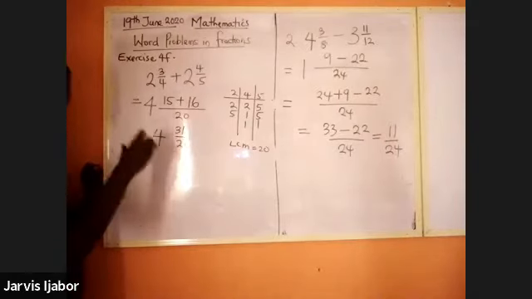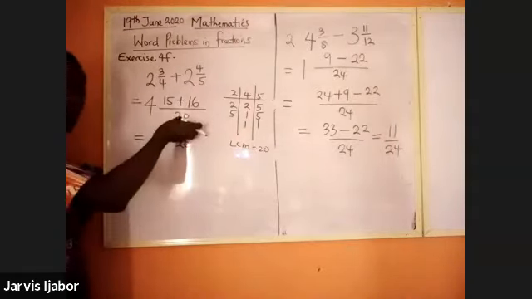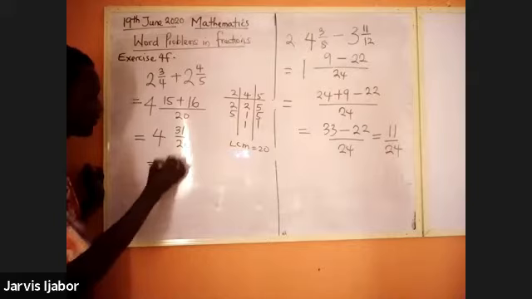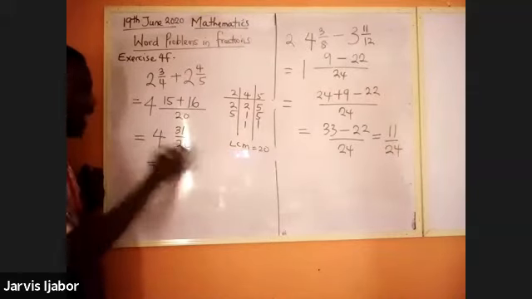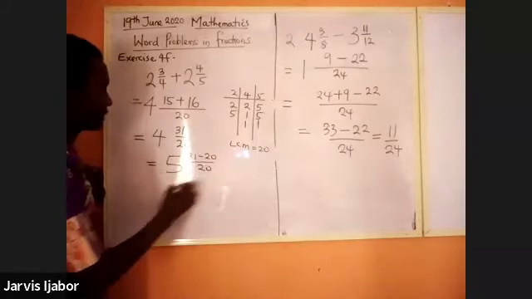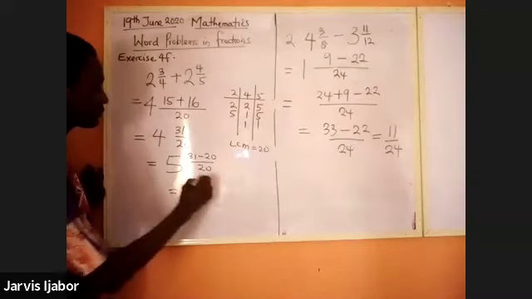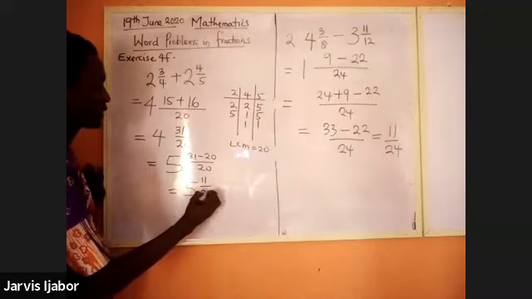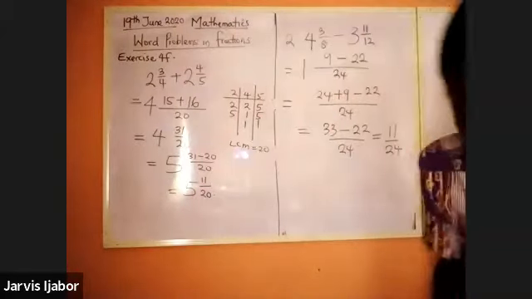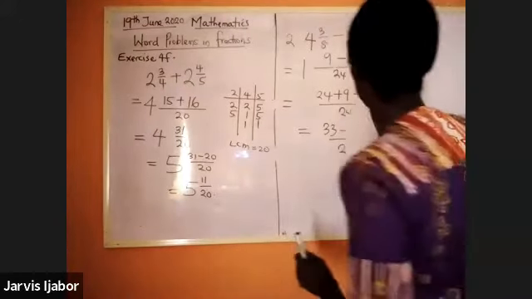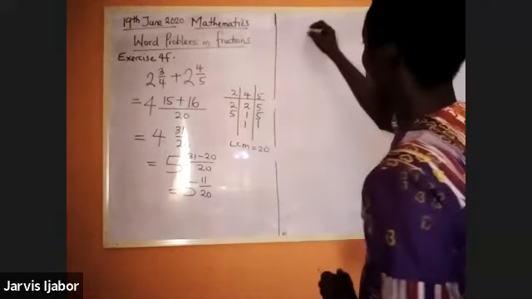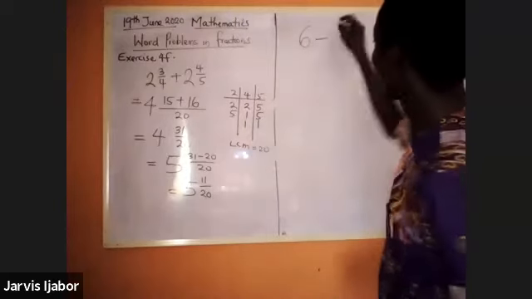That 20 I'm removing from there is actually a whole number. So this will give me 4 plus 1, 5, and 31 minus 20 over 20. And that will give me 5 whole number 11/20. And that's just the first phase of the question. The second phase says that we should find the difference between that sum and 6. So it's going to be 6 minus this answer.